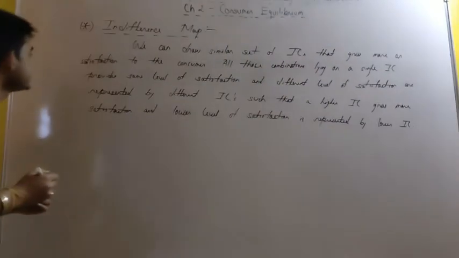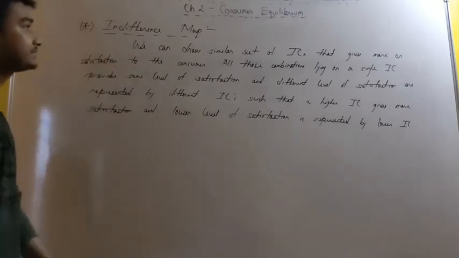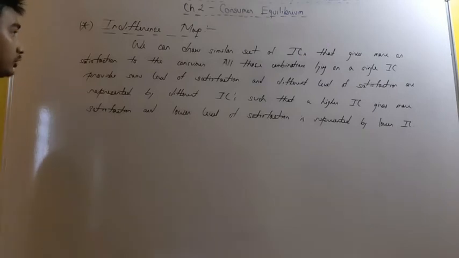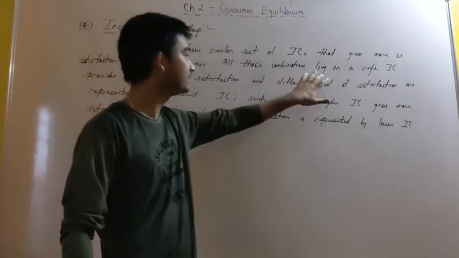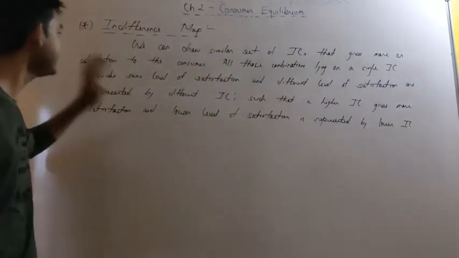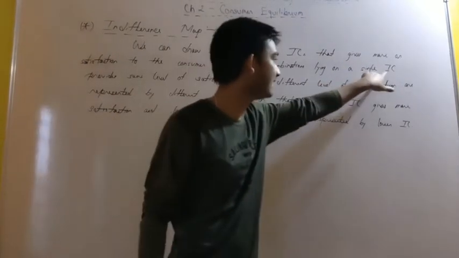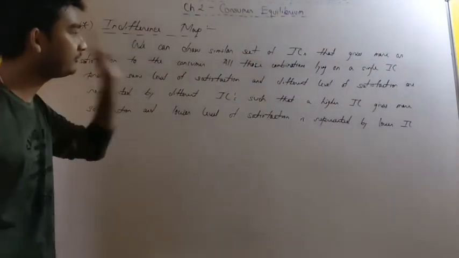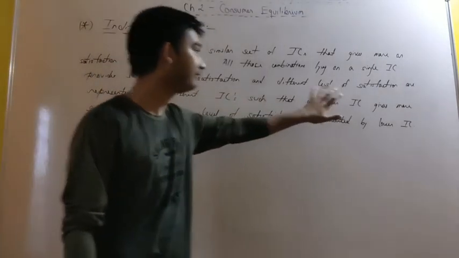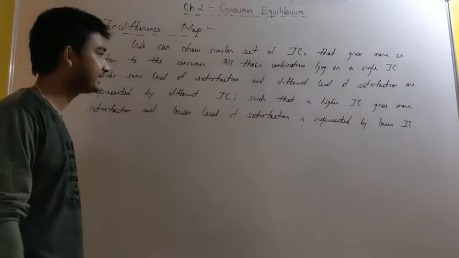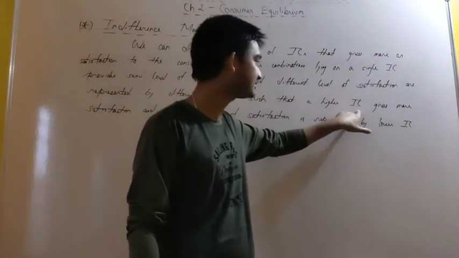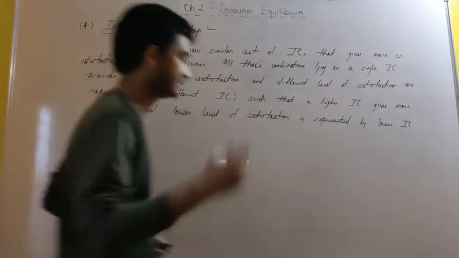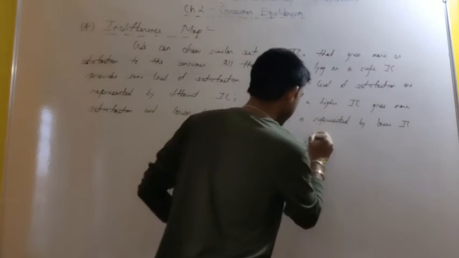Here we can draw a similar set of indifference curves that give more or less level of satisfaction to the consumer. All combinations lying on a single indifference curve, single IC, provide the same level of satisfaction, and different levels of satisfaction are represented by different ICs, such that a higher indifference curve gives more satisfaction and a lower IC represents a lower level. Let me show this graphically.